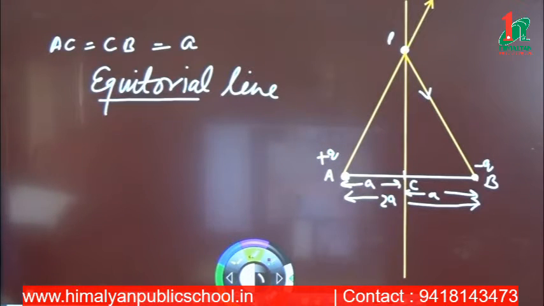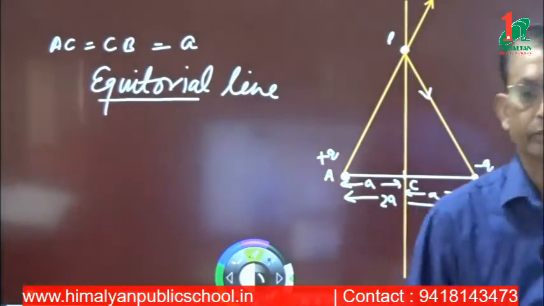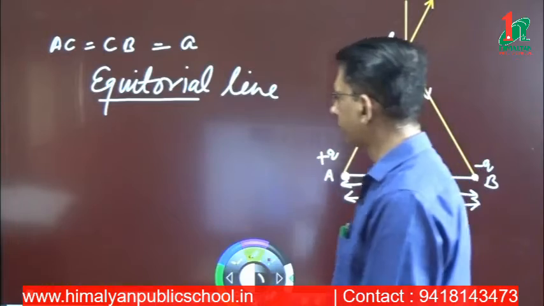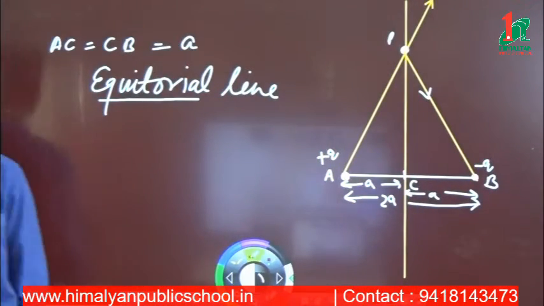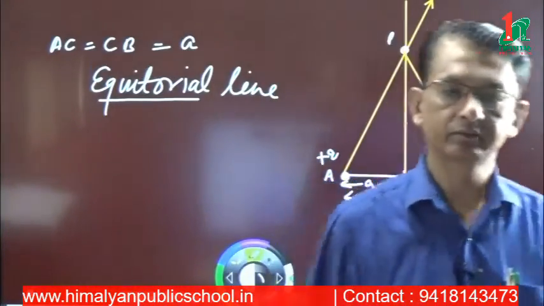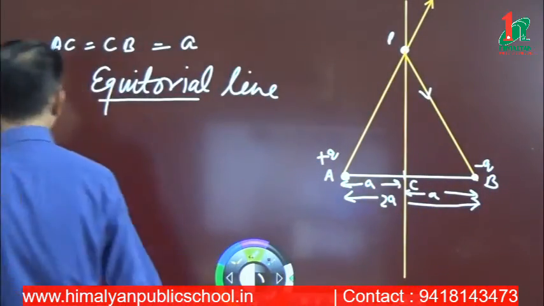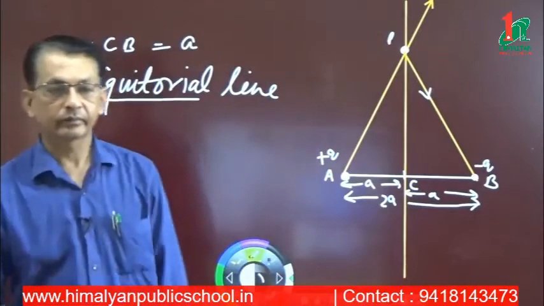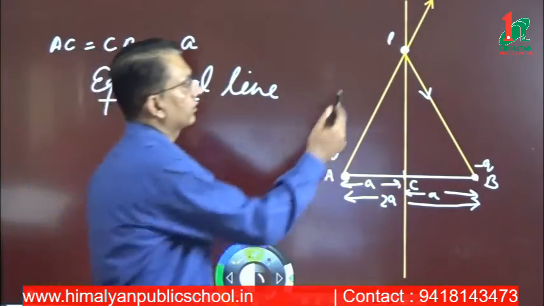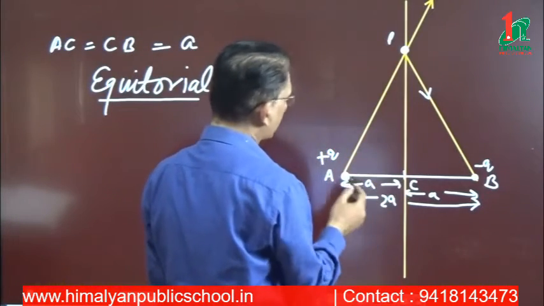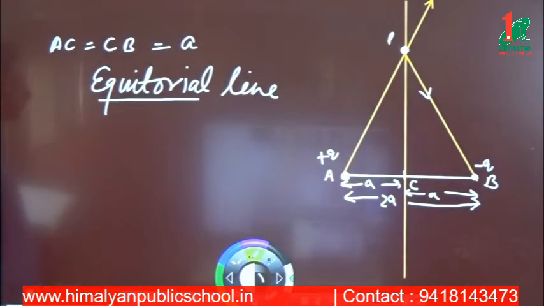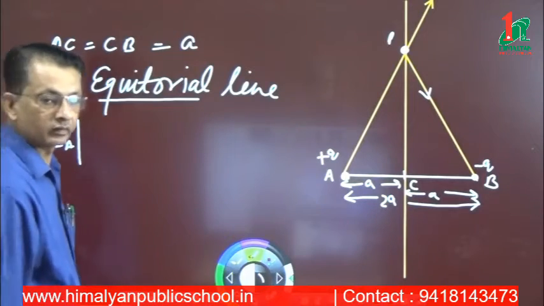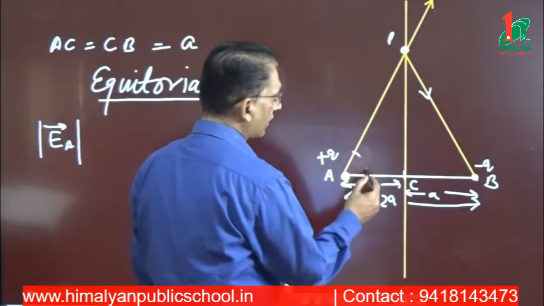Yes, sir. Write down electric field at point P due to charge plus Q at point A. So electric field where? At point P. Electric field at point P due to charge plus Q at A. We will write this as EA and we will take its magnitude. Choose this angle as theta here in the diagram.